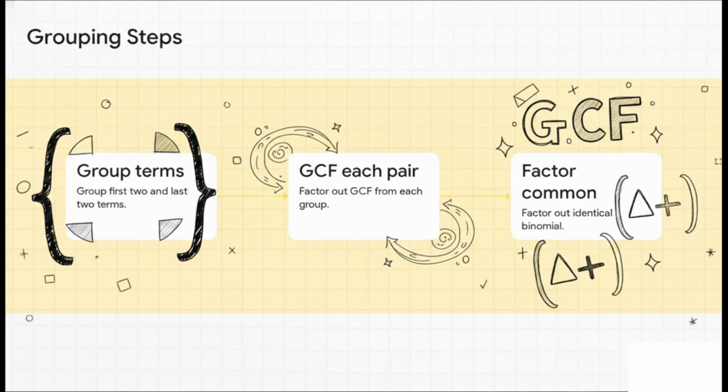Boom, 2 groups. Step 2, look only at that first group and pull out its greatest common factor. Then do the exact same thing for the second group. And step 3, well, if you did the math right, a little bit of magic happens here. The binomial left inside the parentheses for both groups will be exactly identical. You just factor that identical binomial out to the front and you are completely done.